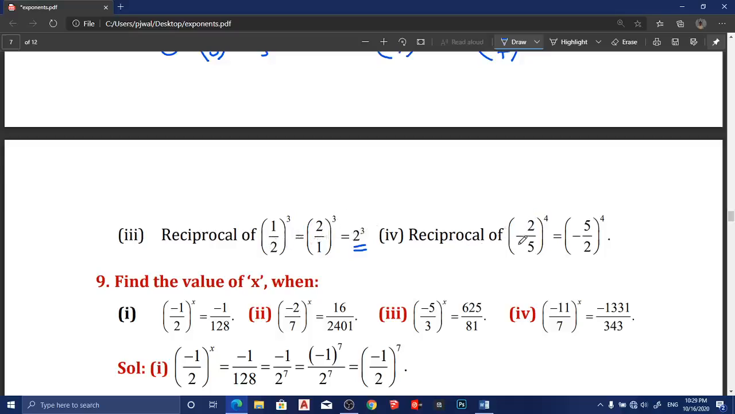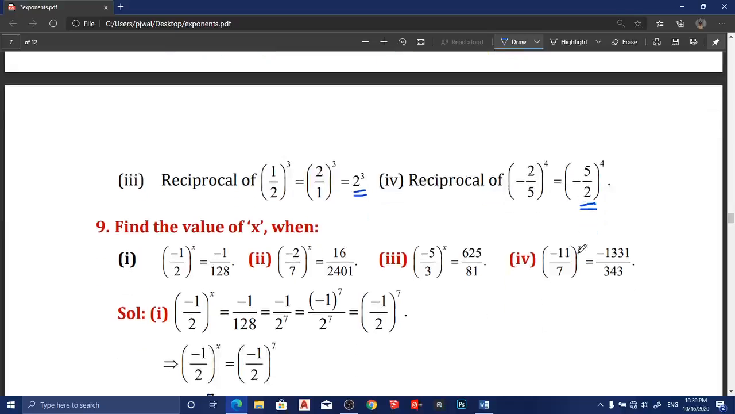Next, reciprocal of minus 2 by 5, what is the inverse of this? Minus 5 by 2. Take the same power, which is to the power of 4. Minus 5 by 2 to the power of 4. Okay, this is a simple procedure to write the reciprocal of the given number. Just reverse that number. Write the numerator of denominator and denominator of the numerator.